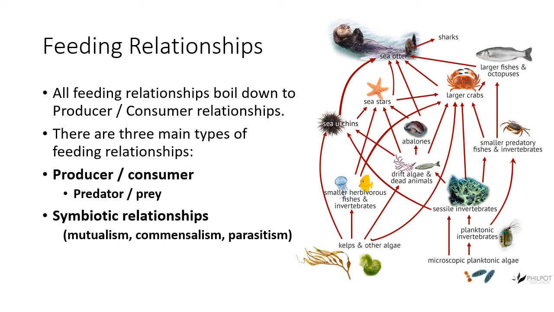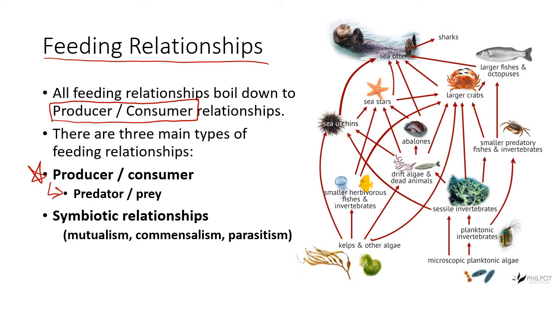All right, so that first slide talked about how ecology often focuses on energy transfer, typically through feeding relationships. All feeding relationships boil down to producer-consumer relationships. However, in many textbooks, they break them up into three types of feeding relationships. There's producer-consumer, which is the big one, and beneath that, or a subcategory of that, is predator-prey. So that's a type of producer-consumer relationship.